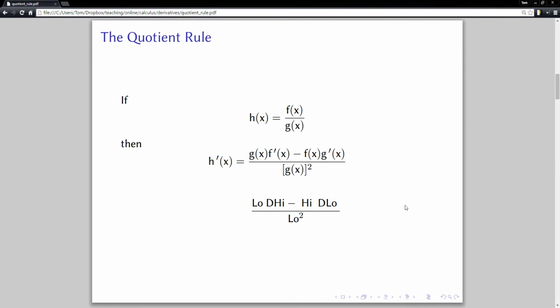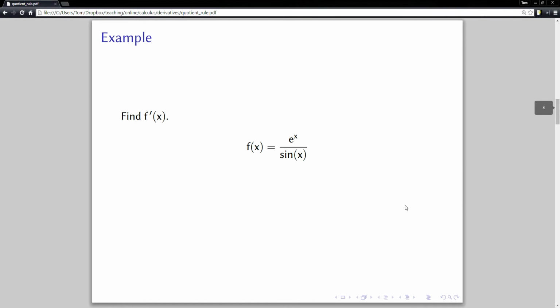All right, let's take a look at an example of computing the derivative using the quotient rule. Here we've got this function e to the x divided by sine x, and it's obviously the division of two functions, e to the x and sine x. So we are going to use the quotient rule to take the derivative. It's going to be low, that's sine x, the bottom function, d high. The top function here is e to the x, and the derivative of e to the x is just e to the x.